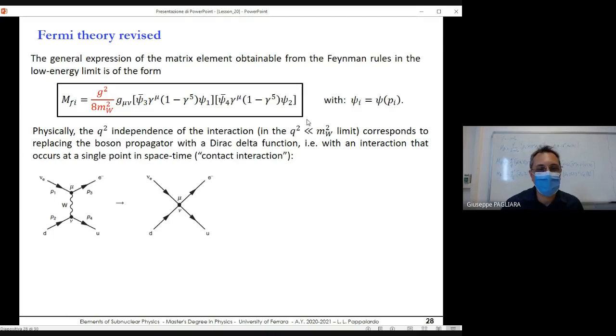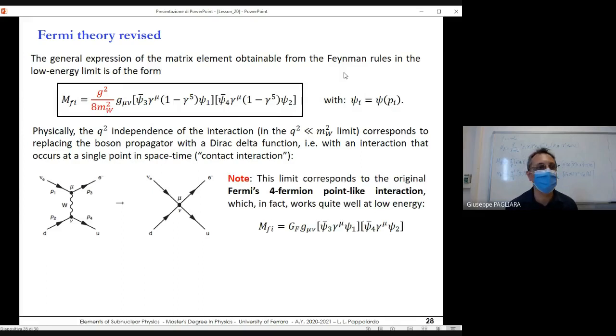Now, all this quantity is independent of Q square because we lost the Q square dependence in the low energy approximation, where it disappeared from the propagator, right? But physically, the Q square independence of the interaction corresponds to replacing the boson propagator with the Dirac delta function. There is no dependence on Q square, so it's just a point-like interaction, like the one you see there, which was indeed the original Fermi idea, if you remember from yesterday, the Fermi idea of a 4-Fermi point-like interaction.